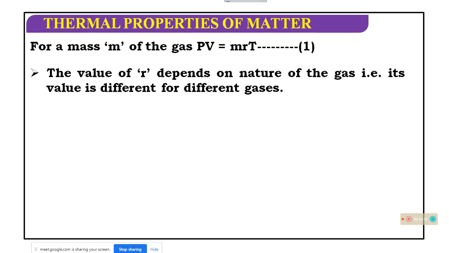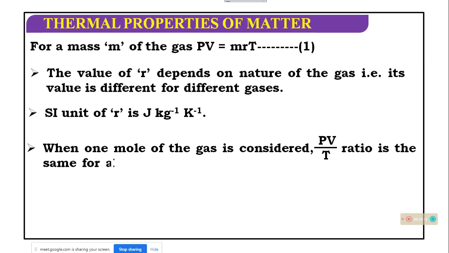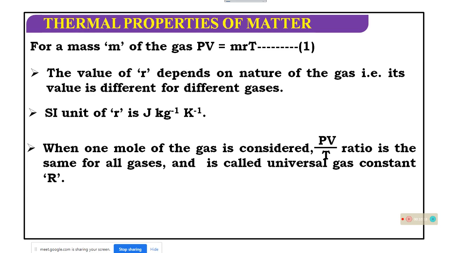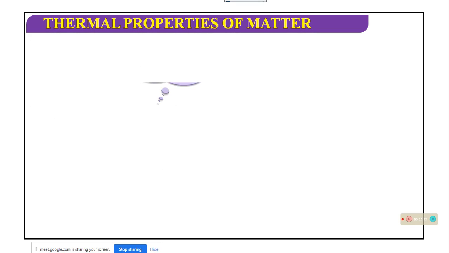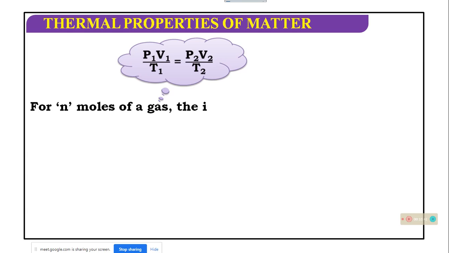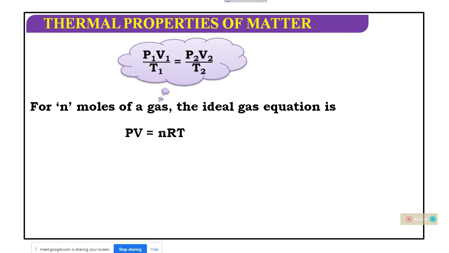Its value is different for different gases. The SI unit of R is joule gram to the power minus 1 Kelvin to the power minus 1. When 1 mole of gas is considered, the PV by T ratio is the same for all gases, and it is called the universal gas constant R. PV by T equals R and PV equals RT. For n moles of gas, the ideal gas equation changes: we just multiply by n. PV equals nRT.